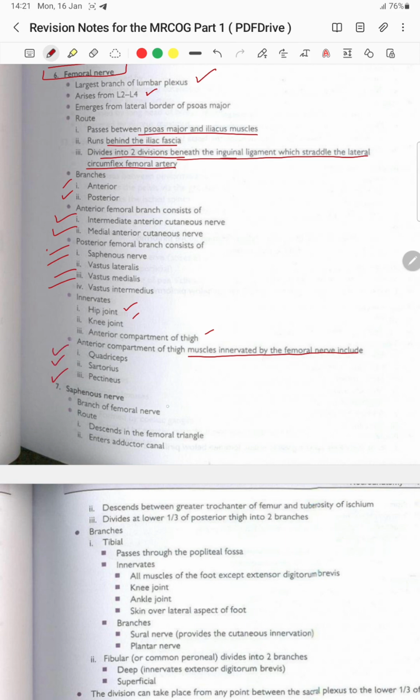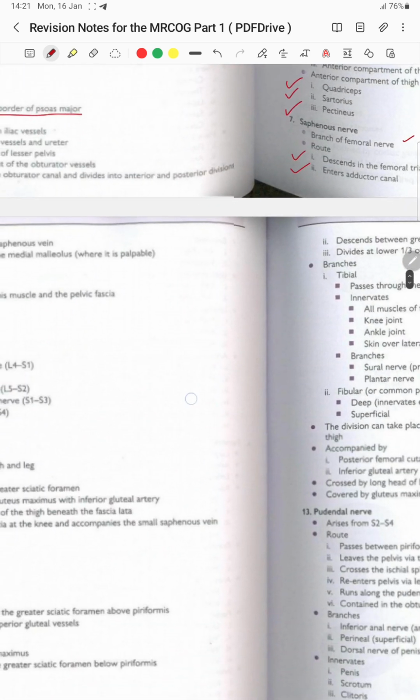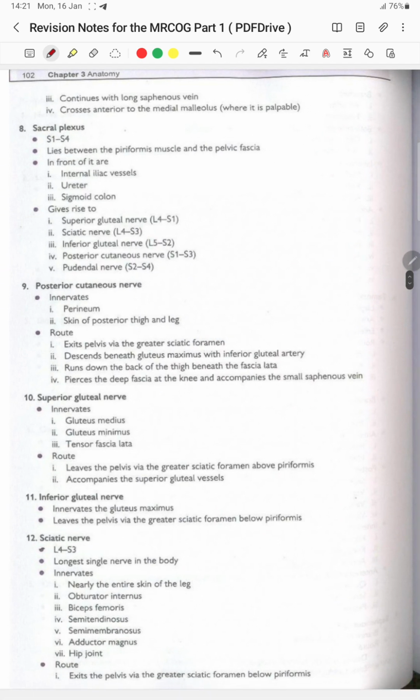The saphenous nerve, the branch of the femoral nerve. The root descends in the femoral triangle and ends in the adductor canal. It continues with the long saphenous vein and crosses anterior to the medial malleolus, where it is palpable.